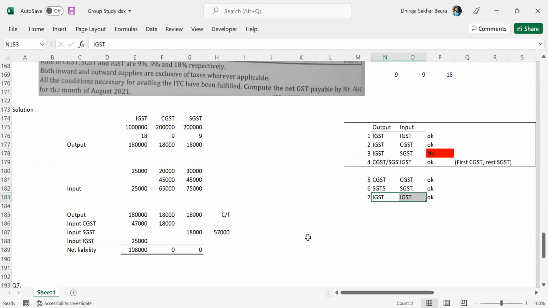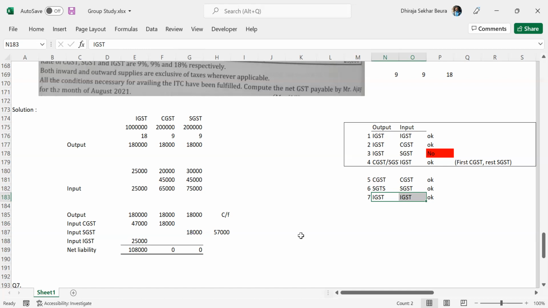The reason why we are adjusting this, that's also my question, is why we are doing this adjustment to knock off CGST and SGST. Is it just to calculate the net liability or net GST payable? That's what we are trying to.